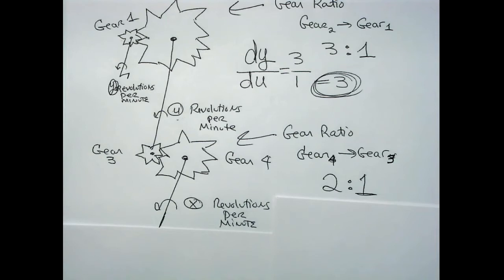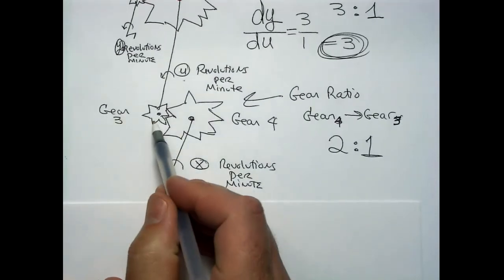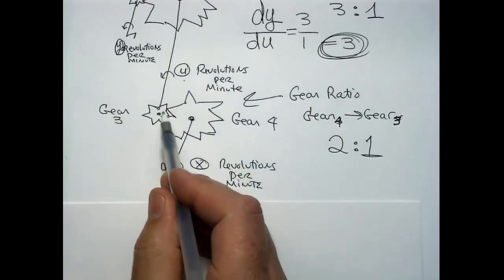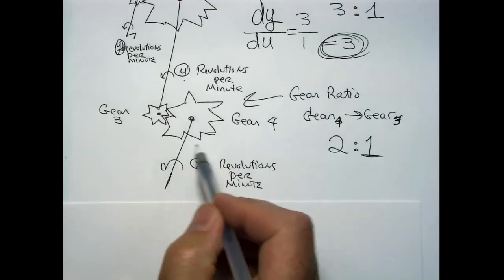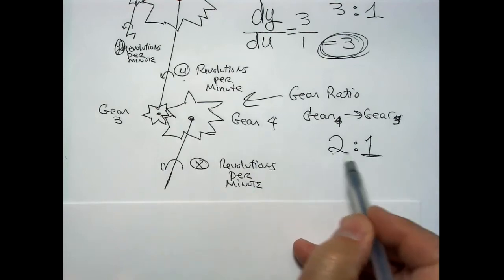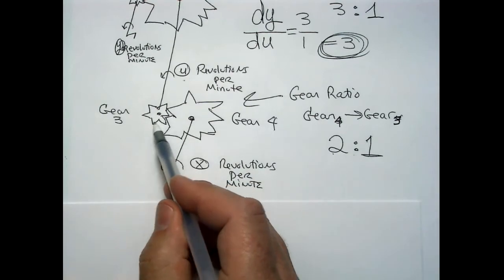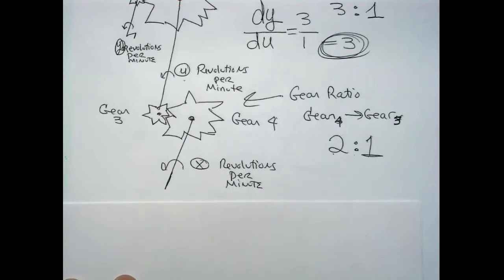And now I have a question. And the question is, how many turns would you need to make on this little gear to get 1 change or one turn in this gear? Well, again, because the gear ratio is 2 to 1, I imagine that it takes 2 turns here, 1, 2 turns, to get this gear to turn around a full cycle.